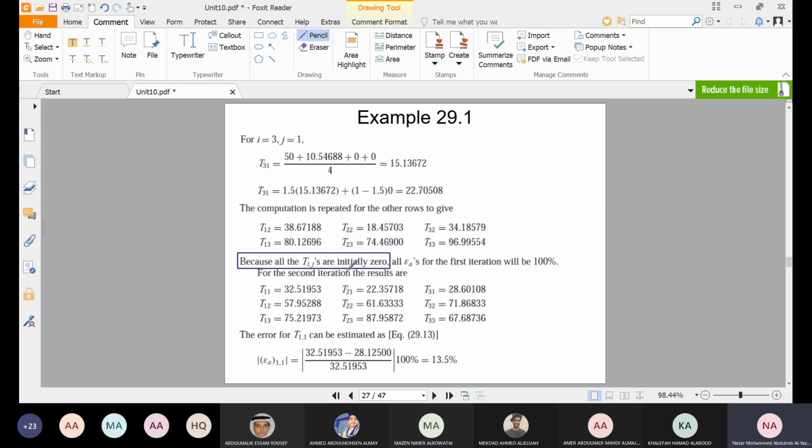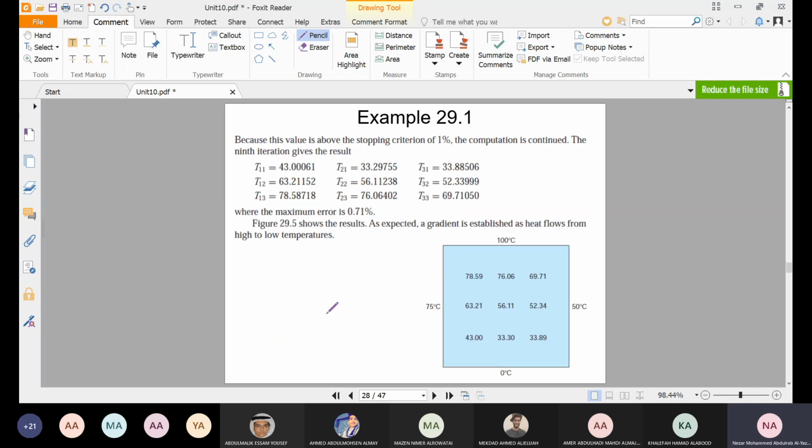So now we can do the second iteration by using these values, and the result in the second iteration will be more accurate. So we do the same iteration until the percentage relative error falls below the predefined value, which is 1%. So we need also the third iteration. When we get the third iteration, in this case, the maximum error here is 0.71, which falls below the pre-specified error.